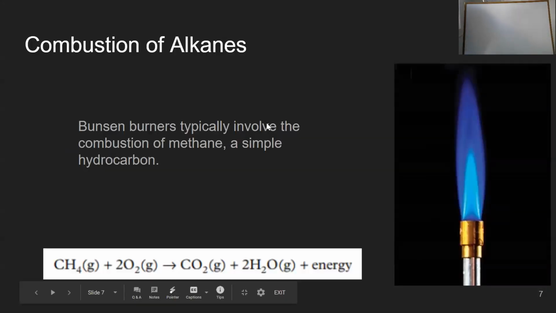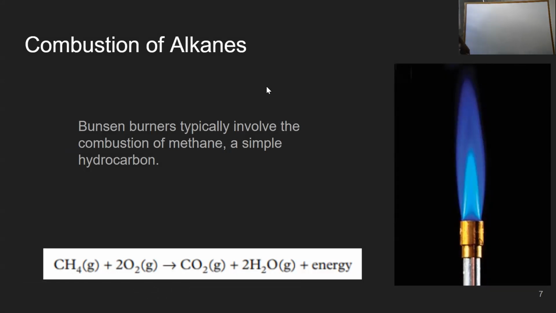So combustion of alkanes. This is a Bunsen burner, and you can see down there the reaction that I just drew. Methane plus oxygen produces water, carbon dioxide, and energy. This is the basis of fossil fuels. So the CO2 that's produced by burning it is part of the reason why we have climate change. People get upset when you say global warming now.